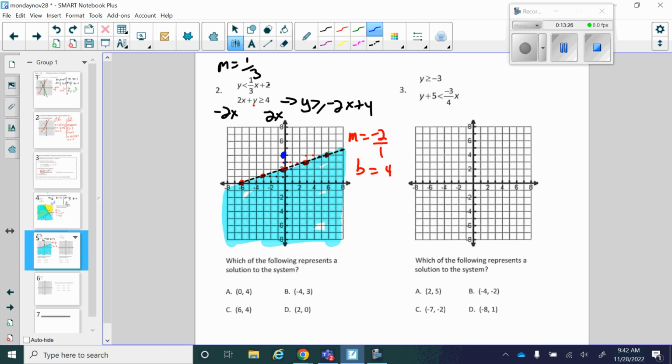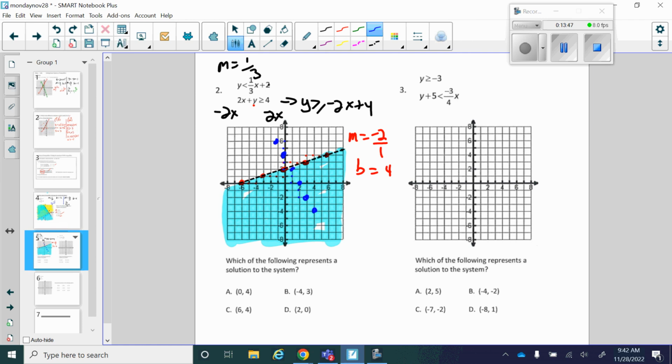Down 2, right 1. Down 2, right 1. Right? Or I can go in reverse. I can go up 2, left 1. Okay?